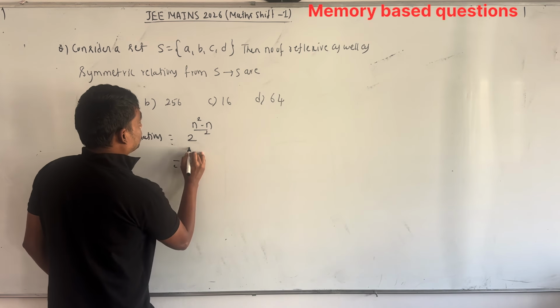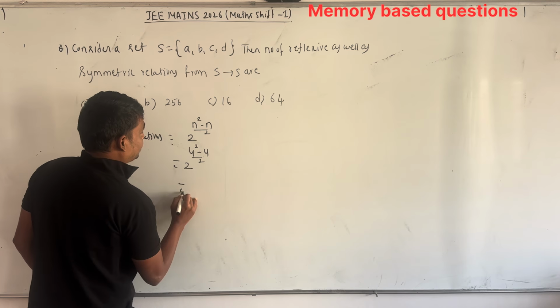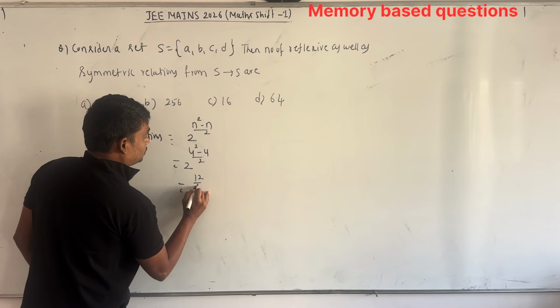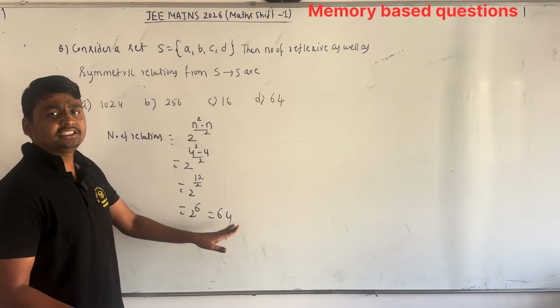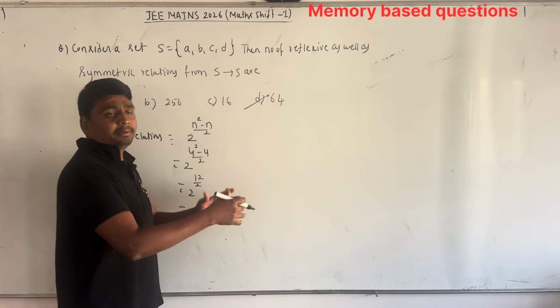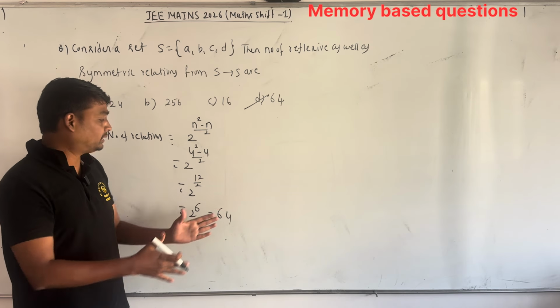Apply that formula. 2 power (4 squared minus 4) by 2. We get 16 minus 4, 12 by 2. We got 2 power 6. What's the 2 power 6 value? 64. We easily got the answer as 64 just by applying the formula. We can also apply the method of solving and get the answer, but this is the easiest method.